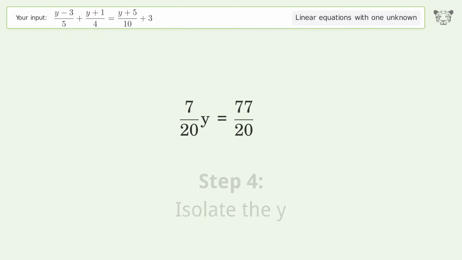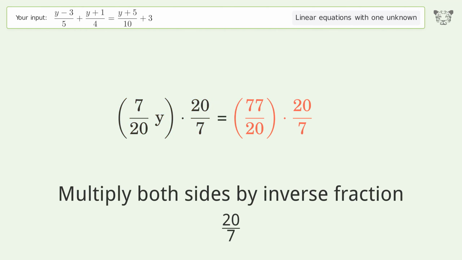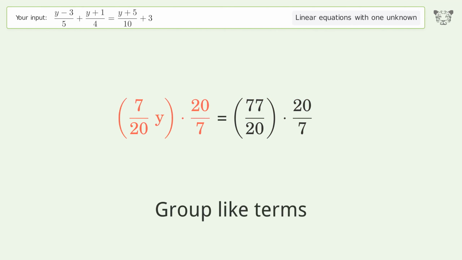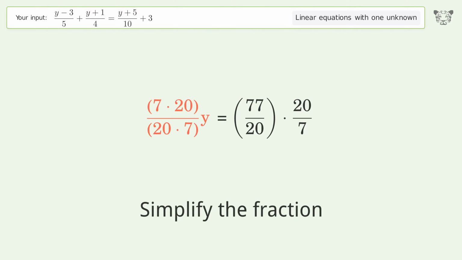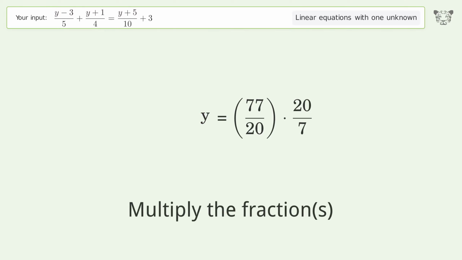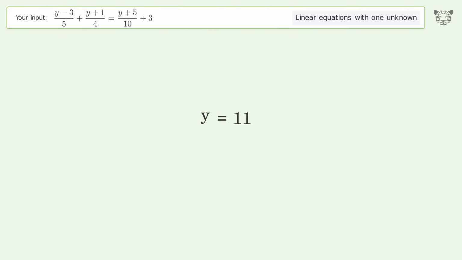Isolate the y. Multiply both sides by inverse fraction 20/7. Group like terms. Multiply the coefficients. Simplify the fraction. Multiply the fractions. Simplify the arithmetic. And so the final result is y=11.